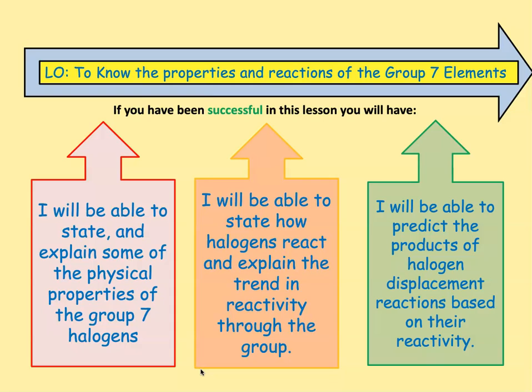Okay, so our learning objective today is to know the properties and reactions of the Group 7 elements. Hopefully by the end of the lesson we will be able to state and explain some of the physical properties of Group 7. We'll be able to state how halogens react and explain the trend in reactivity as you go up or down the group. And hopefully we'll be able to predict the products of halogen displacement reactions based upon their reactivity.